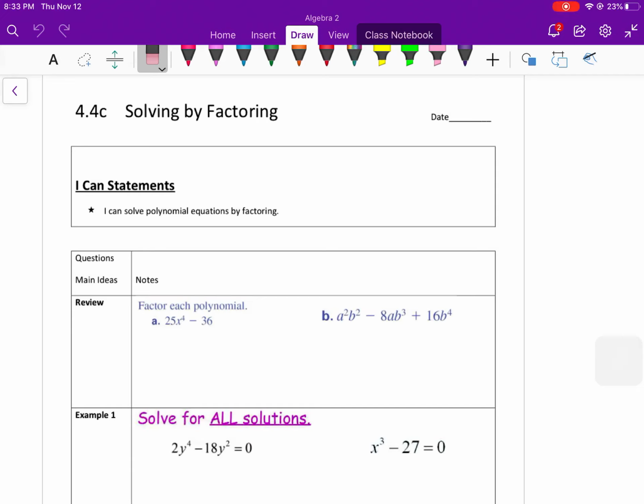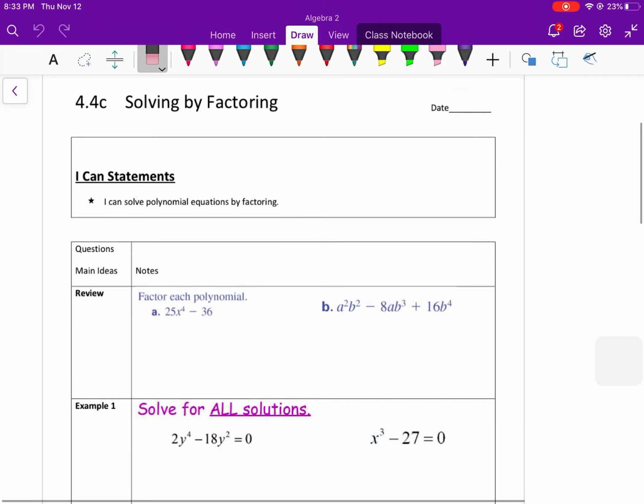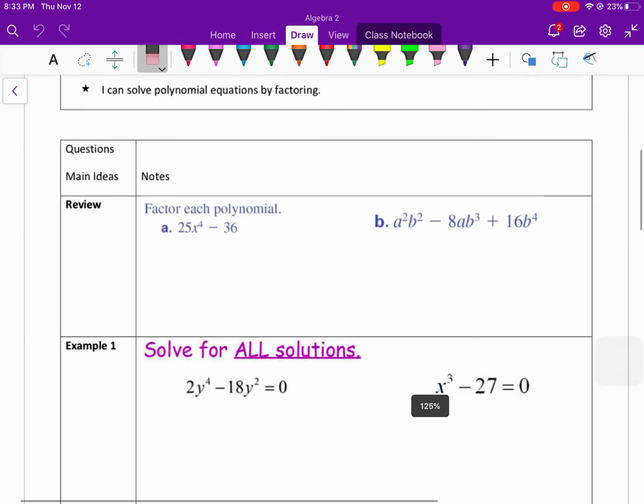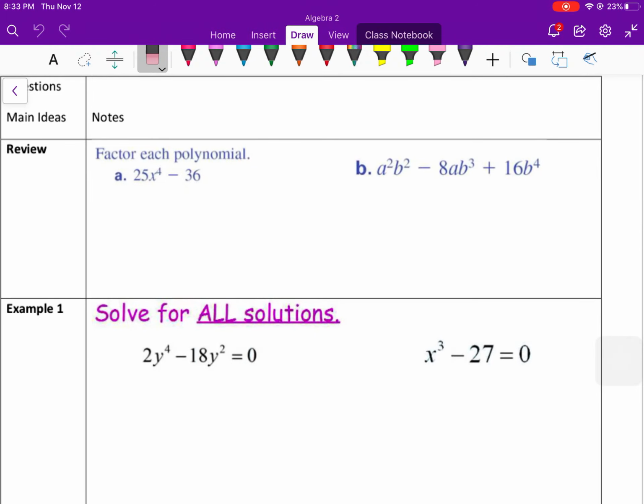In this video, we're going to solve by factoring. We have solved by factoring in the last unit, but this includes all polynomials and factors. And so let's just review with a couple factoring problems.